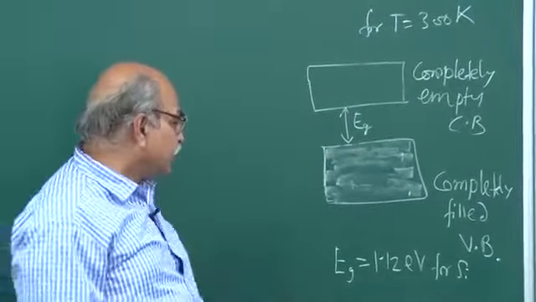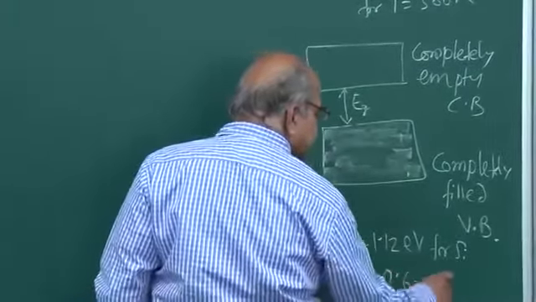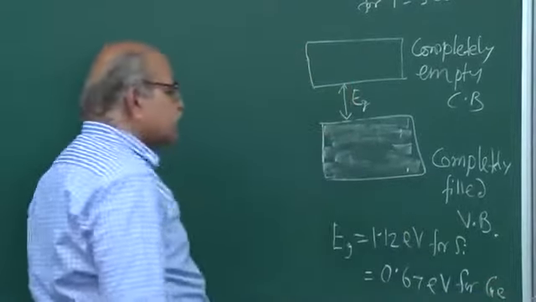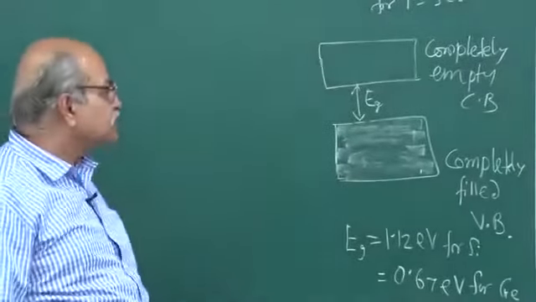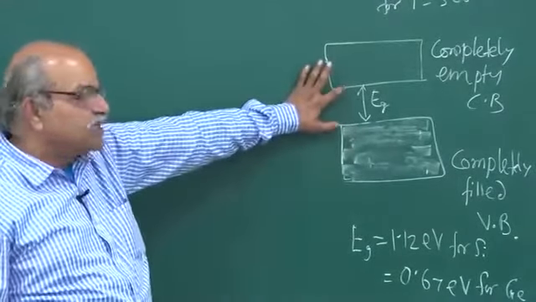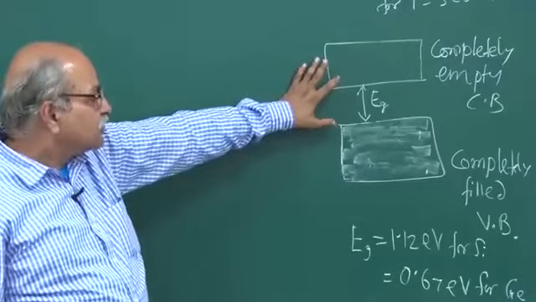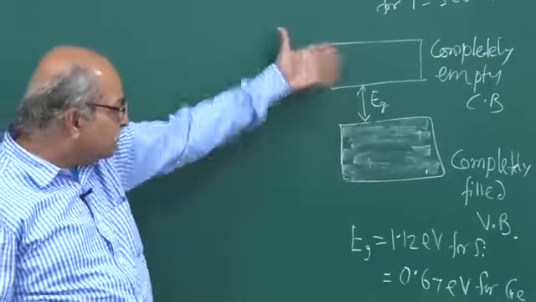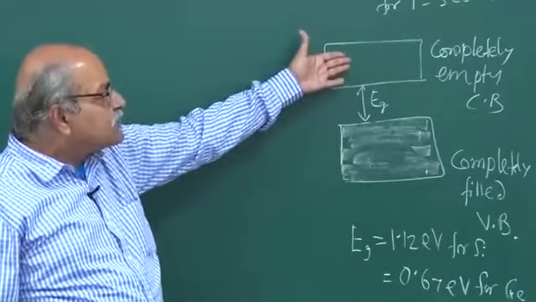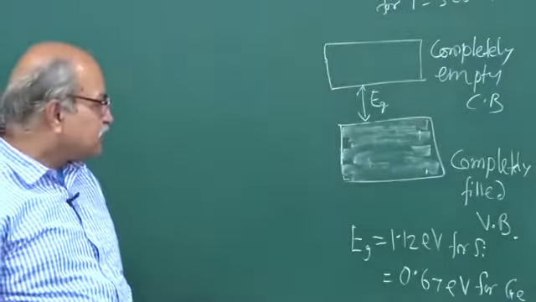For germanium, this will be something like 0.67 eV or so. Other semiconductors will have their own gap. For insulators, the structure remains the same, only this gap is very large, say 3, 4, 5, 6 electron volts, and for conductors you do not have this structure. There the conduction band is not completely empty even at low temperature. So we talked about all these things.